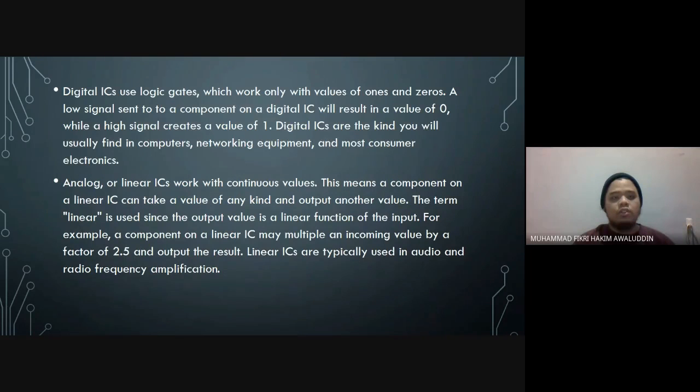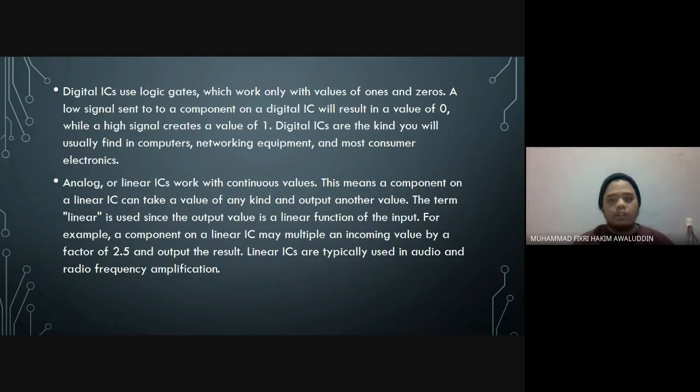Digital IC use logic gates which work only with values of 1 and 0. A low signal sent to a component on the digital IC will result in the value of 0, while a high signal creates a value of 1. Digital ICs are the kind you will usually find in a computer, networking equipment, and most consumer electronics. Analog or linear IC work with continuous values.